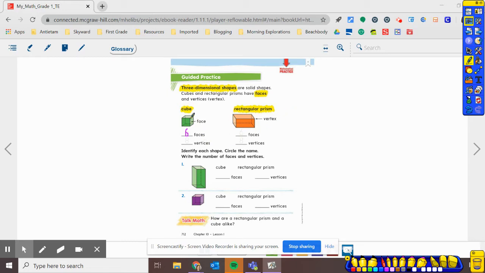And then how many vertices? Well, if I would go through and I would count all of the points, I could see here. There's 1, 2, 3, 4 on this side. And then if I count the ones in the back, 5, 6, 7, 8. There are 8 vertices or corners. So go ahead and trace your number 8 for vertices.